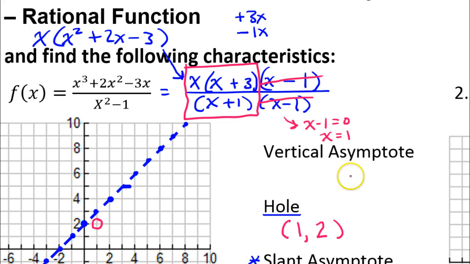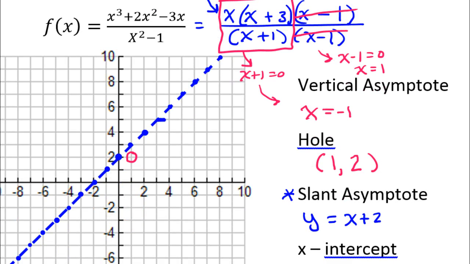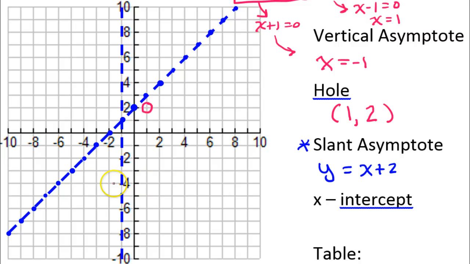Okay, so now we can do the rest of the problem. So now let's go back and talk about vertical asymptotes. Vertical asymptotes come from the denominator. But again, if a factor gets canceled out, that's a hole. So my only vertical asymptote is going to come from this x plus 1. If I set x plus 1 equal to 0, subtracting 1 from both sides, that's going to give me x equals negative 1. So that's the equation of my vertical asymptote. It's a vertical line at negative 1. So I'm going to come over here and draw a vertical line at negative 1. All right, so there's our vertical asymptote at negative 1.